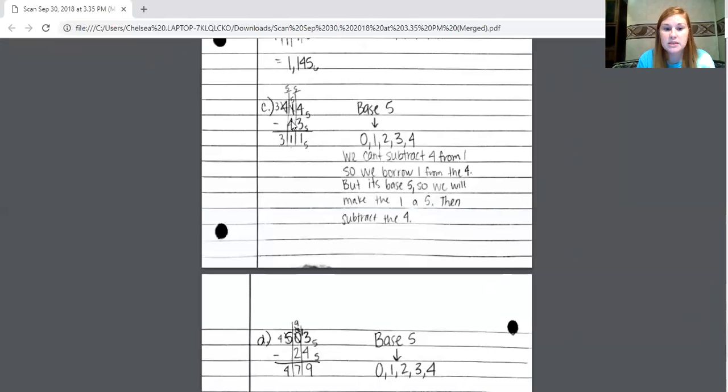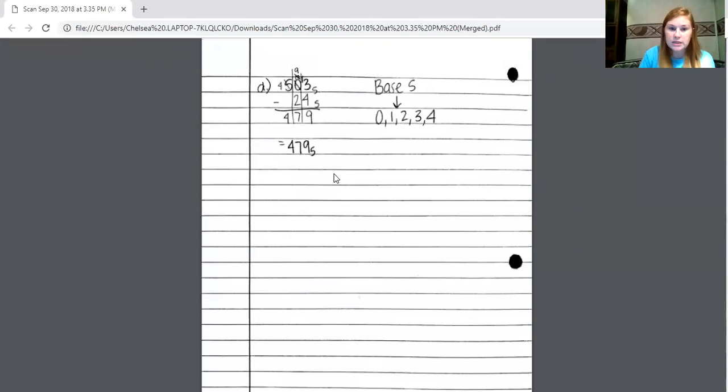1 cannot be subtracted from 4, so you cannot do that. You'd have to borrow your 3 and make this here 5 because it's the base of 5. So we drop that down. 5 minus 4 is 1, and then the 3 minus the imaginary 0 here is going to be 3. So that is our answer, 311 with a base of 5.